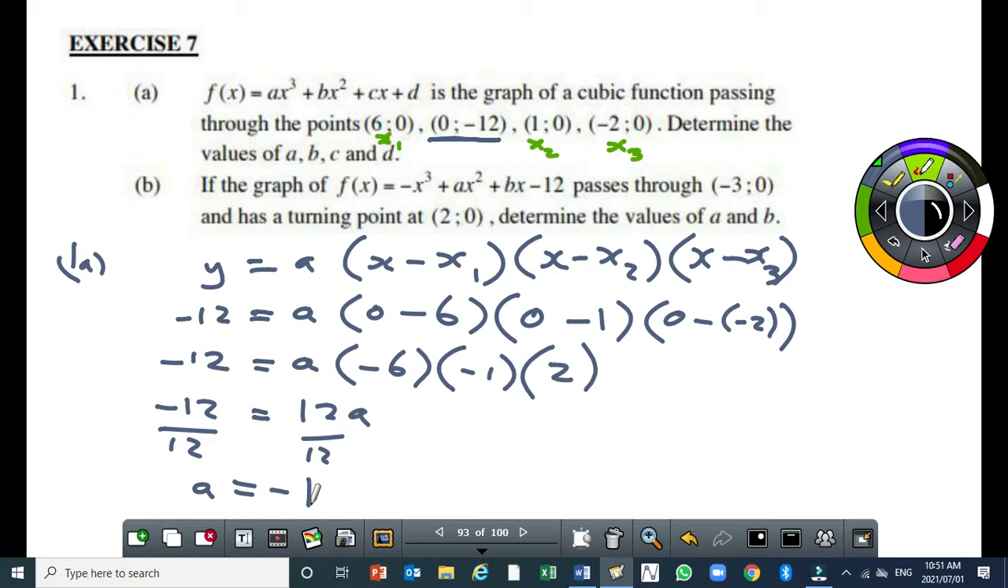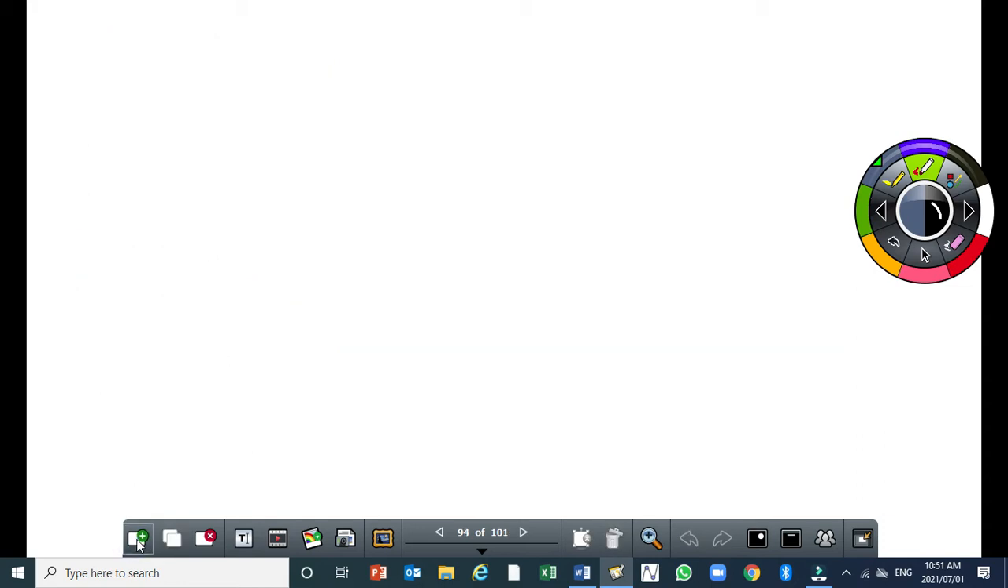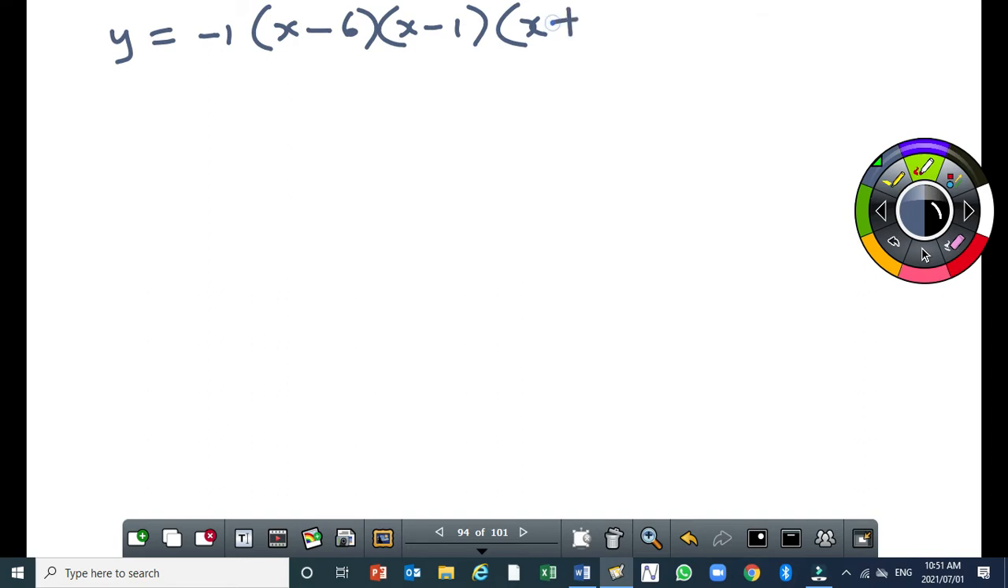Alright? I found my a, so I'm going to rewrite my equation to be y equal to, a is minus 1, so I'll put minus 1 times x minus 6 times x minus 1 times x plus 2. Now, for me to find b, c, and d, I need to remove the brackets.